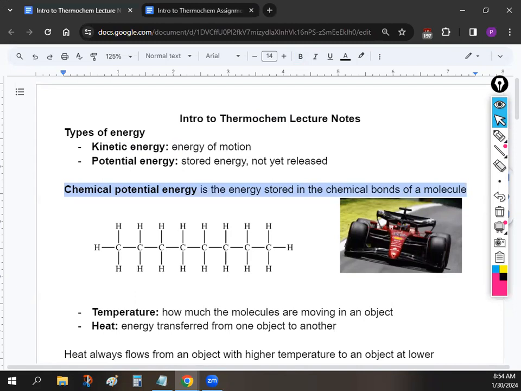So I'll give you guys a minute. Yeah, make sure you write this one down here. I'll give you guys a minute to copy it down. Okay, but chemical potential energy is energy that's stored in the bonds of a molecule.